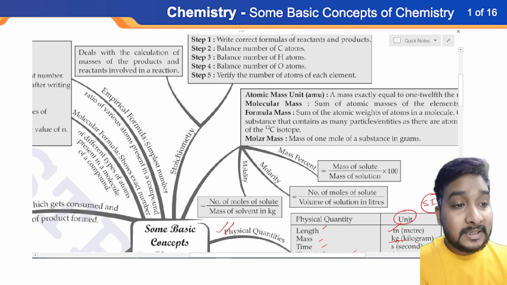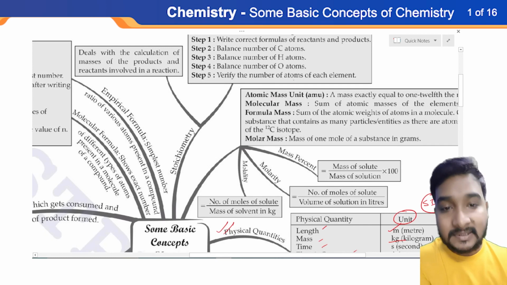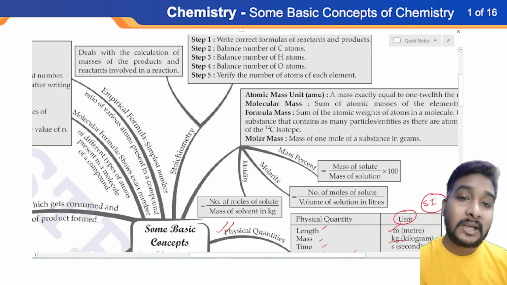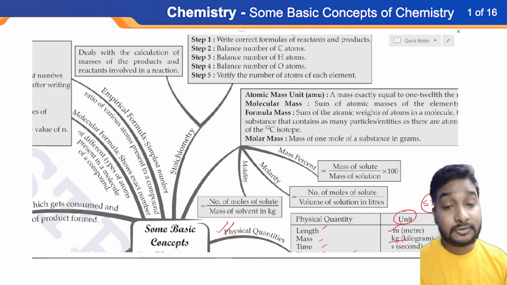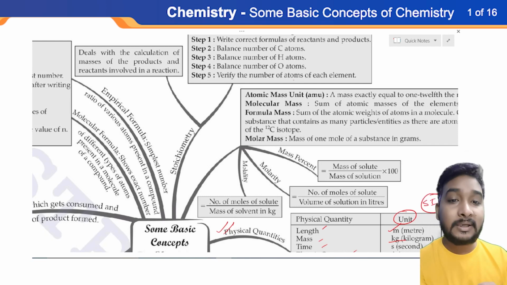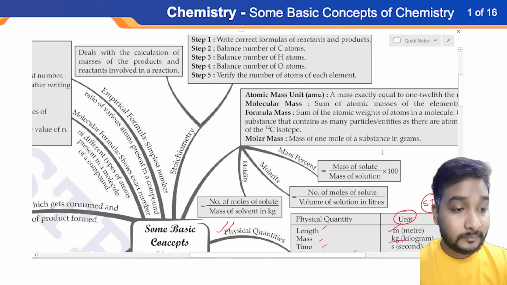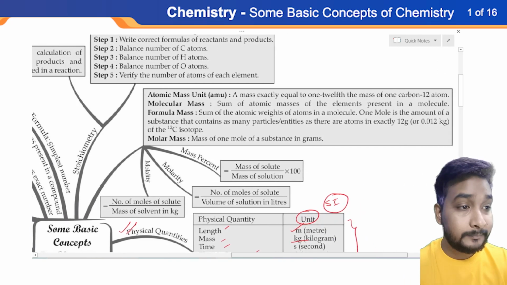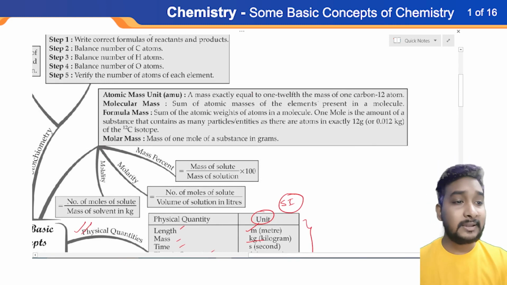What is the meaning of atomic mass unit, AMU? Scientists said that every substance present on earth has some mass. So if we are talking about an atom, the atom also contains a small amount of mass, which is called atomic mass. And if we are calculating atomic mass, then we should use the unit atomic mass unit, AMU. Okay, so the definition is already written: a mass exactly equal to 1/12 the mass of one carbon 12 atom.